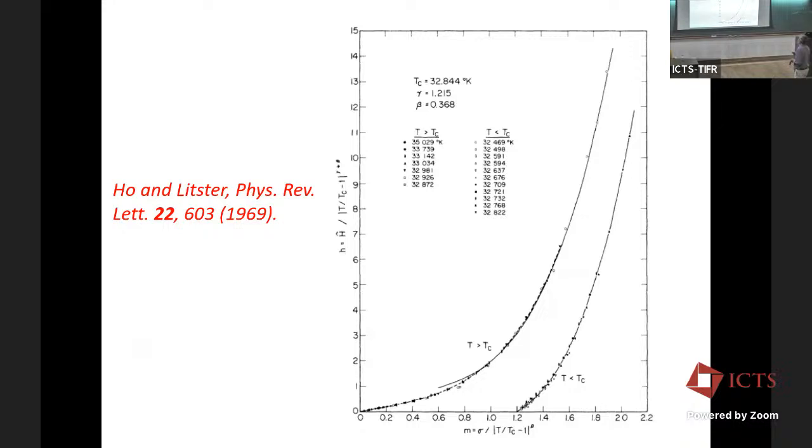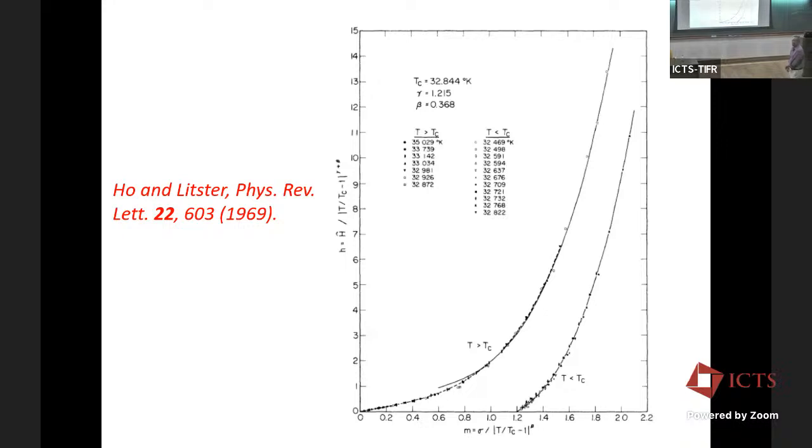For T bigger than Tc, there are so many temperatures that people have looked at. T less than Tc, so many temperatures experimenters looked at. Each temperature, you change the magnetic field and look at how the magnetization depends on both the magnetic field and the temperature. The point is, if I plot this combination that I have just shown in the previous slide against that combination, then all these data points will fall on the same curve.